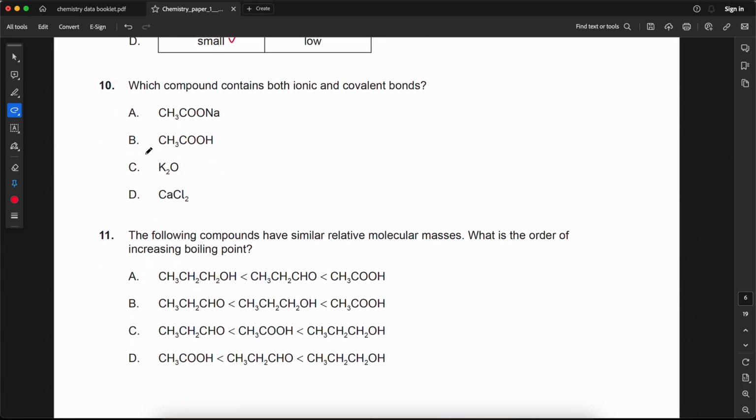Which compound contains both ionic and covalent bonds? For CH3COO- and Na+, here it has covalent bonds, and between these two it has an ionic bond. What about CH3COOH? So it's only covalent. K2O is ionic. CaCl2 is also ionic.